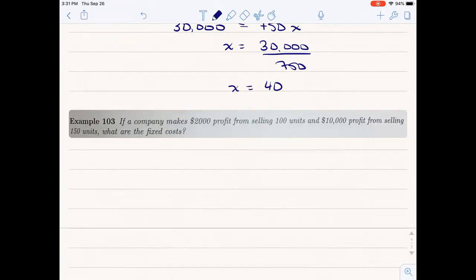If a company makes $2,000 profit from selling 100 units and $10,000 profit from selling 150 units, what are the fixed costs? Okay. So we only know the profit for each. We know the number of units, and then we don't know anything else, and we want to find what the fixed costs are. So assuming that this is the same company, they either produce 100 or 150, and so the fixed costs are going to be the same, because they're fixed.